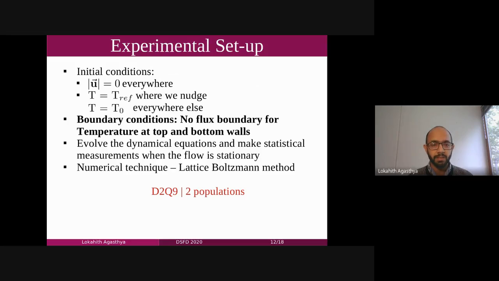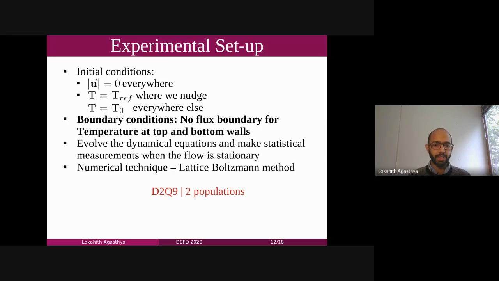We start with zero velocity everywhere, and we initialize the temperature to the correct temperature where we nudge, which is in these L-sized boxes around the particles. And I want to say here that we have a no flux boundary for temperature at the top and bottom walls. So we are not driving the flow, because since this is a thermally driven flow, if we even set the temperature at the boundaries correctly, it would be giving a lot of information to the flow. Hence, the reconstruction would not be so impressive.